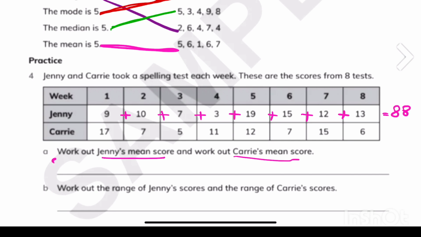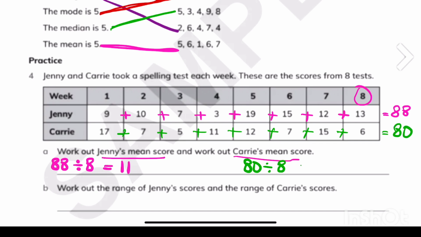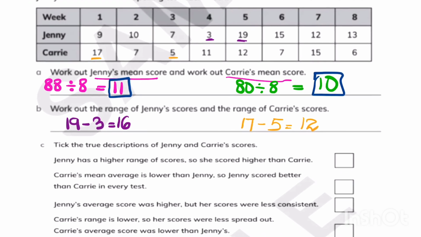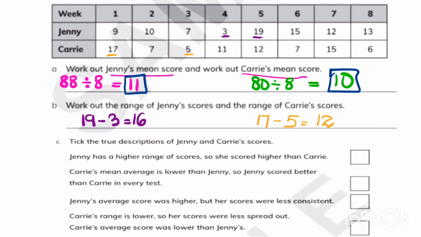Still, I'll do it. You have to sum all the scores Jenny got in her tests. 88 is the total score of Jenny, and the total number of tests she appeared in is 8. So 88 divided by 8 is 11. Now for Carrie's mean score, the sum of all Carrie's scores is 80, and the number of tests she appeared in is also 8. So 80 divided by 8 is 10. Now in part C there are 4 descriptions. We have to choose the correct one. So third and fourth are the correct descriptions for our question.